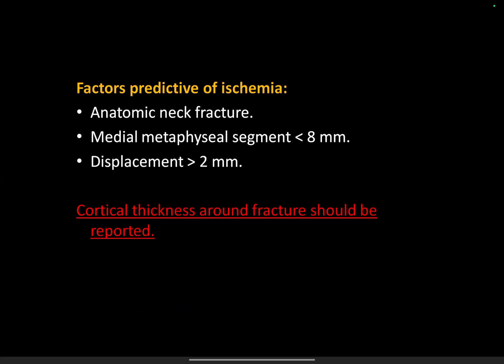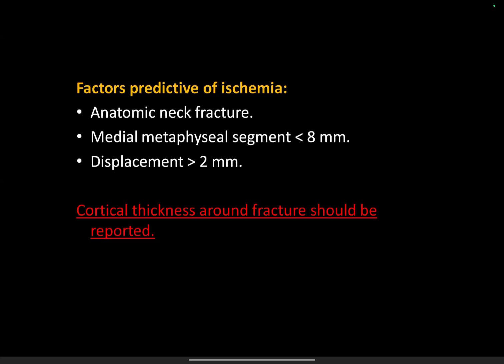So in summary, factors that are predictive of ischemia are anatomical neck fractures, especially when we have involvement of the greater as well as the lesser tuberosity, and the medial metaphyseal segment, especially when you have a disruption of the periosteum less than 8 millimeters from the articular surface, or when we have displacement of more than 2 millimeters.